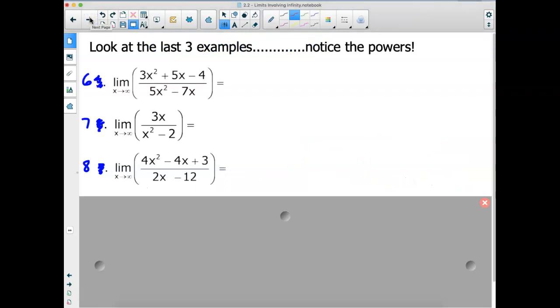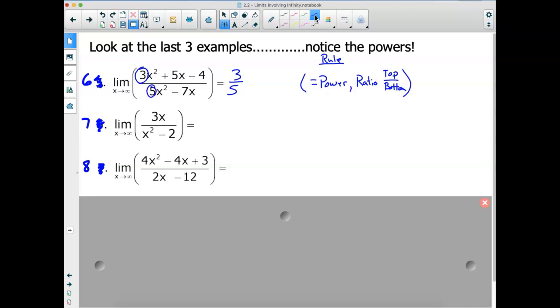Look at the last 3 examples, notice the powers. What did we talk about? Horizontal asymptote rules in Algebra 2 and pre-calc. What did we say? We said this limit was 3/5. Rule: equal powers. The limit or the horizontal asymptote was the ratio of top over bottom, meaning the variable of the biggest power, coefficient of biggest power over coefficient of biggest power.